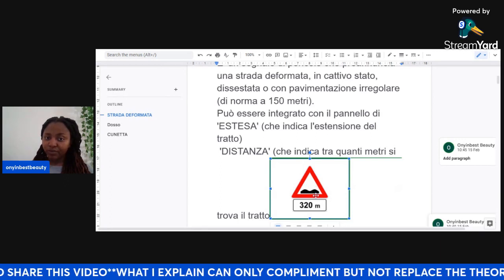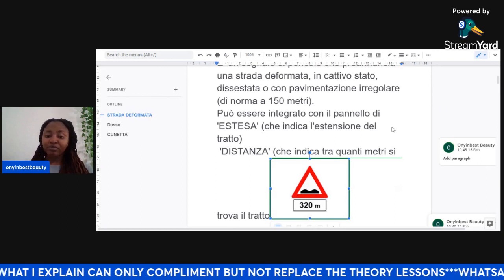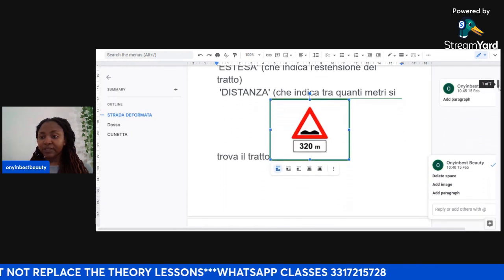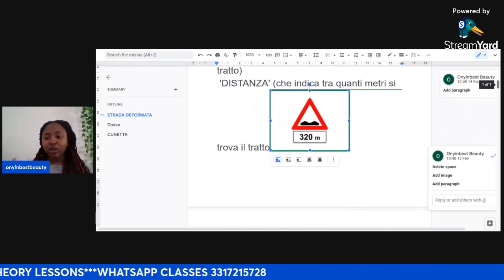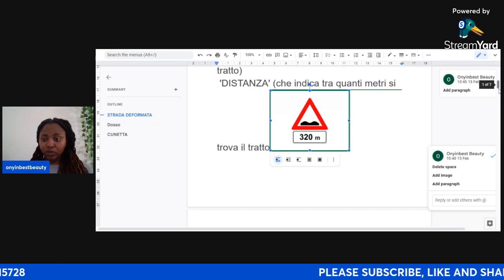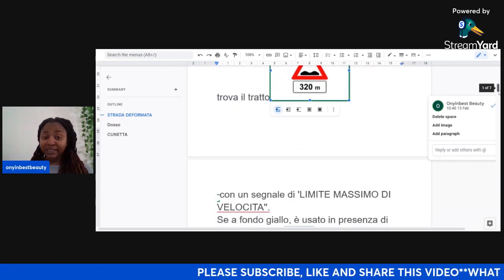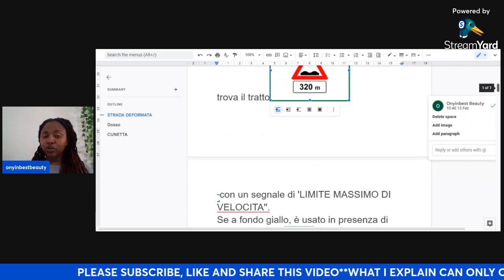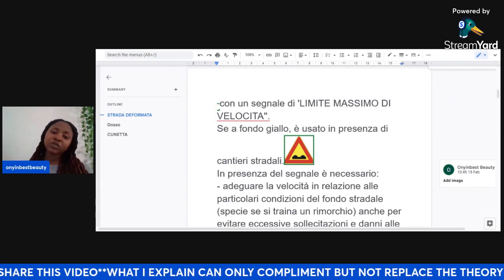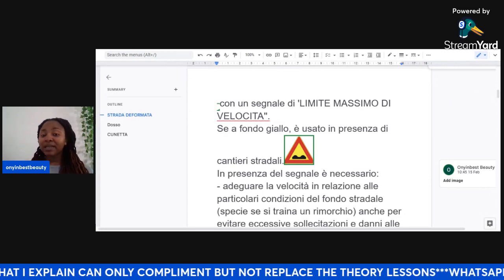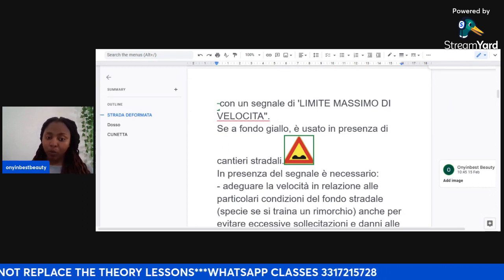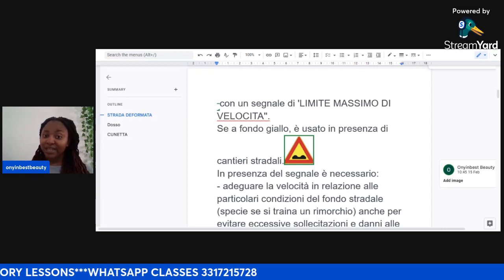Strada in cattivo stato, in bad conditions. Strada con pavimentazione irregolare, with uneven road. The pavimentazione, which is the floor, is irregular. It is not straight. So you're going to see it with the pannello, just as seen in this photo, indicating either the meters, the extension, or the limite di velocità. Con il segnale di limite massimo di velocità. Just like I said, you're going to see it with the pannello integrativo if it has any other thing that it wants to let you know. It is not a must. It can be integrated with that pannello.